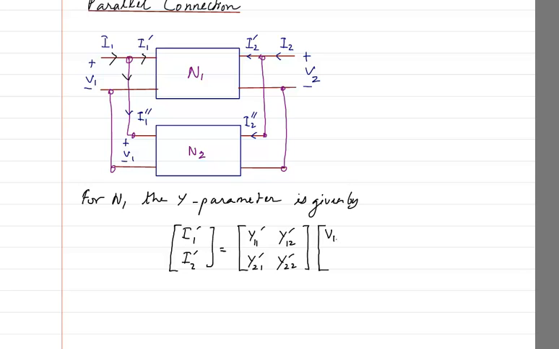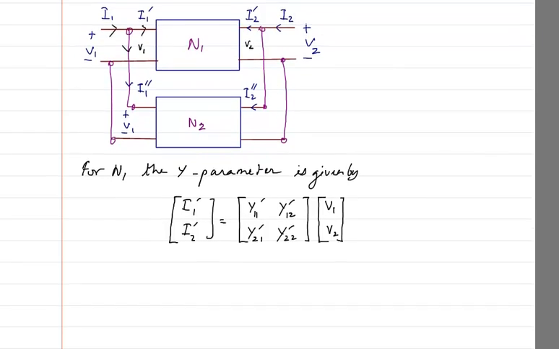Now we will think that, okay, let us write it as V1 dash. No. Why? Because we have not named the voltage here as V1 dash. It is same as V1. Even if I write V1 dash, it is going to be same as V1. So I will name it as V1. Similarly here also I will name it as V2 and not V2 dash. Okay. Now this is for N1.